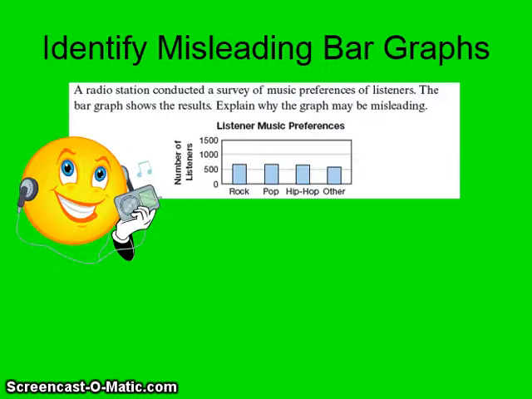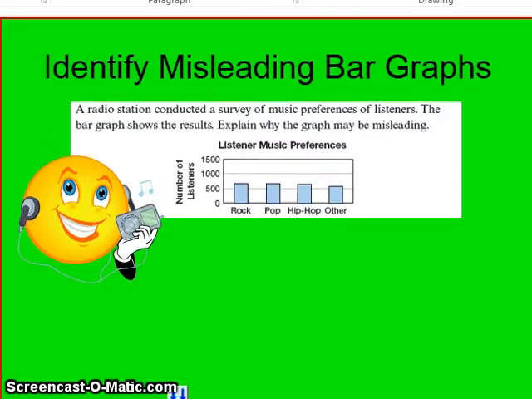Here's another example that needs to be in your notebook, and this one has to do with bar graphs. A radio station conducted a survey of music preferences of listeners. The bar graph shows the results. Explain why the graph may be misleading.